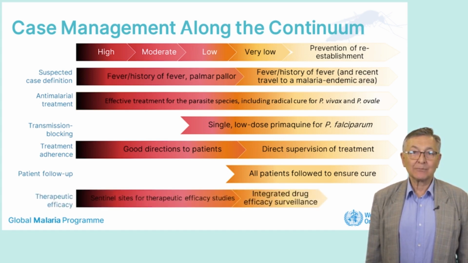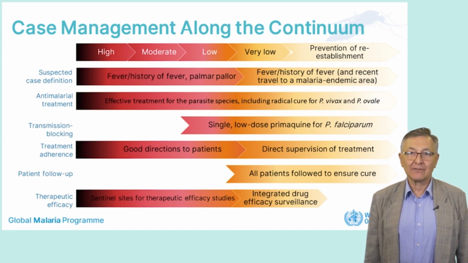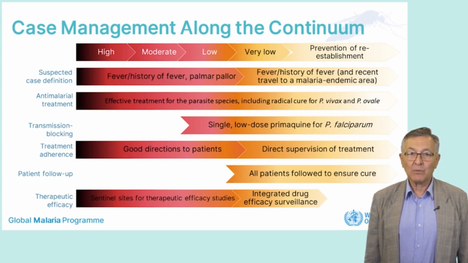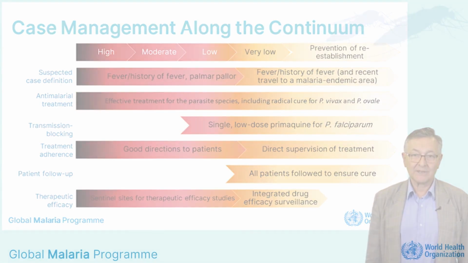Understanding whether the medicines provided to treat malaria infections are effective is an essential component of case management systems. In high-burden areas, therapeutic efficacy studies are usually undertaken in sentinel sites. However, when transmission declines, it is no longer possible to gather enough cases of malaria in one or several health facilities to conduct traditional therapeutic efficacy studies. At this point, data from the surveillance system should be used to monitor drug efficacy. We will cover integrated drug efficacy surveillance systems later in this unit.